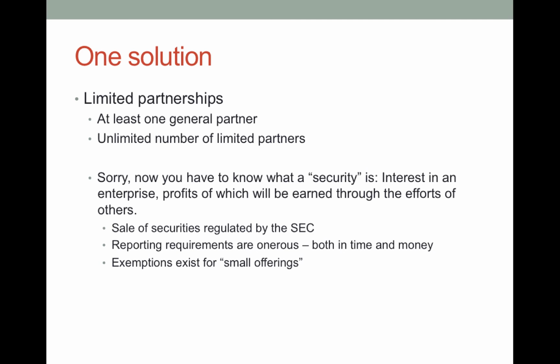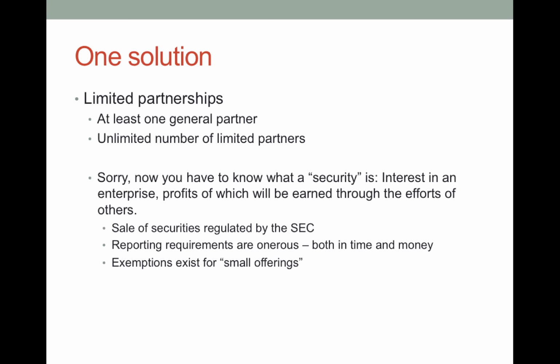Businesses did not like these two solutions because one is clearly better for liability and the other solution is clearly better for tax consequences. So they came up with a solution of limited partnerships. With limited partnerships, you must have at least one general partner, but you can have an unlimited number of limited partners.